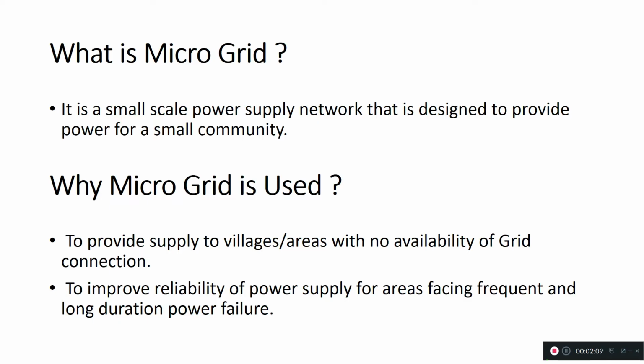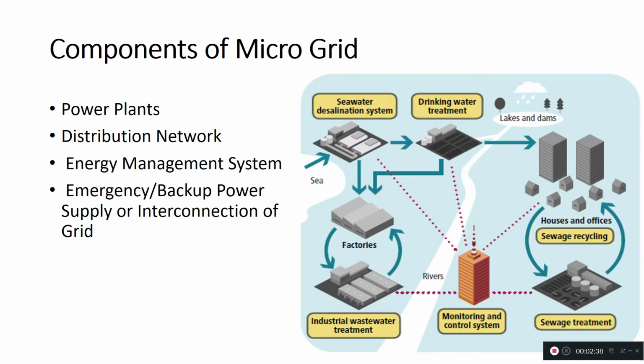The other case where microgrid is used is similarly village areas where the reliability of power supply is very low. There is load shedding or power cut for long durations, almost 7 to 8 hours. At those places, to increase the reliability and availability of power, microgrid is used. So now we'll talk about the basic components of microgrid.